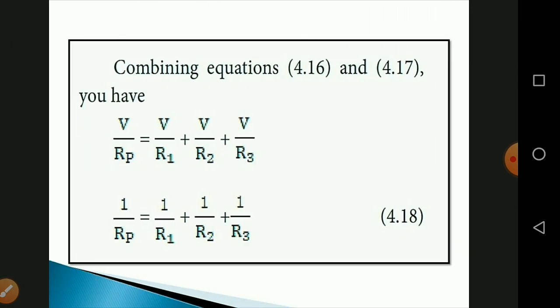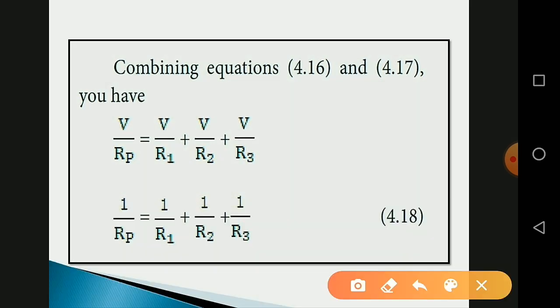Combining equations 4.16 and 4.17, V/RP = V/R1 + V/R2 + V/R3. Here RP means resistance in parallel. So 1/RP = 1/R1 + 1/R2 + 1/R3.